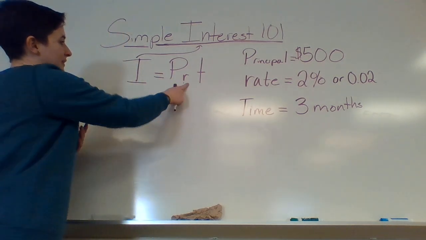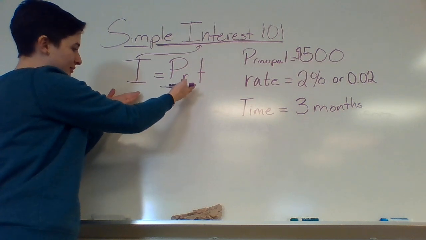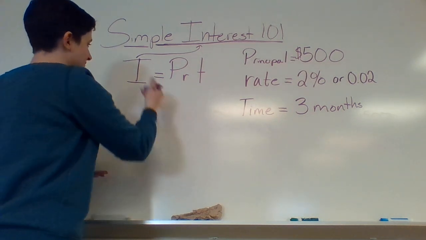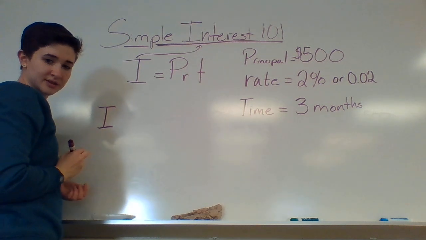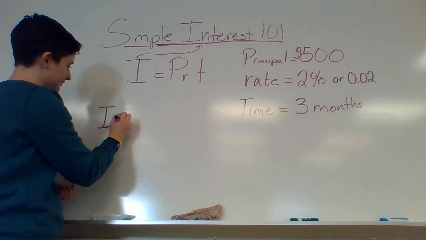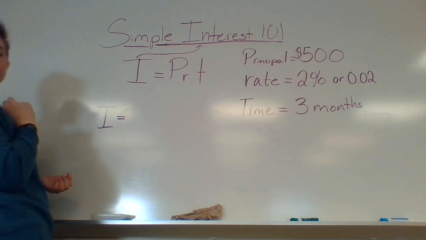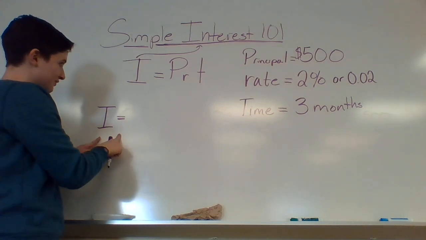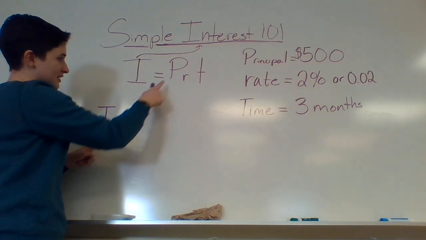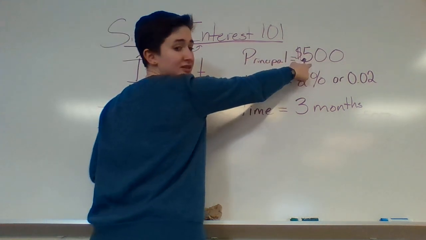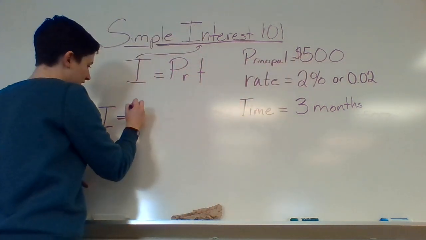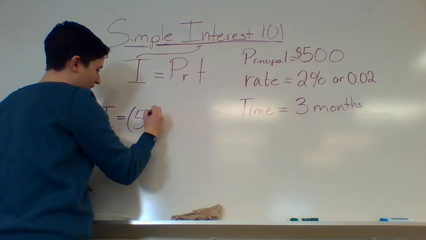So we're going to take my equation here, and we're going to break each of the variables down. So I just stands for interest. Sorry, I thought we were way too far over. But we're not, we're good. I stands for interest, so I'm trying to calculate my interest. P is principal, and if you notice up here, my principal is $500. So I'm going to put $500 where my P was.